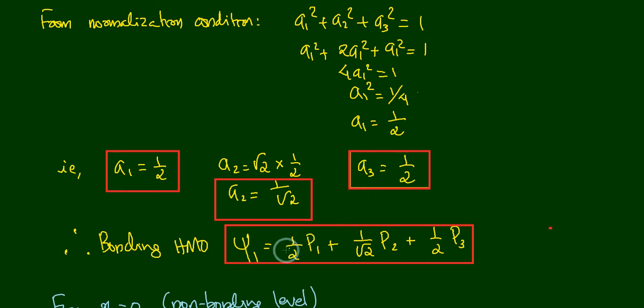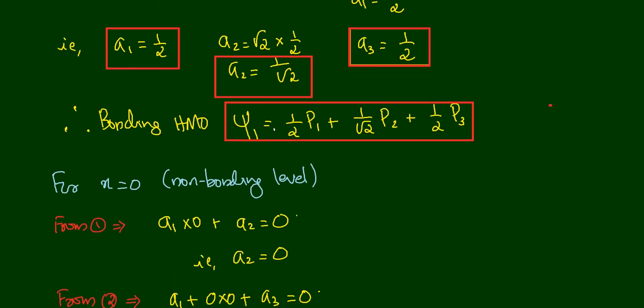Therefore, we can get the expression for the bonding HMO, psi 1. The psi expression is A1 P1 plus A2 P2 plus A3 P3. So, let's substitute the values of A1, A2 and A3 in this. Then we get psi 1. Psi 1 is equal to half P1 plus 1 by root 2 P2 plus 1 by 2 P3. That is the expression for psi 1.